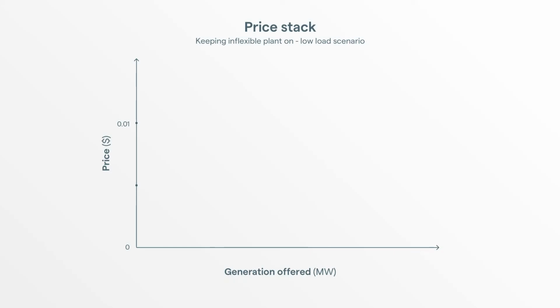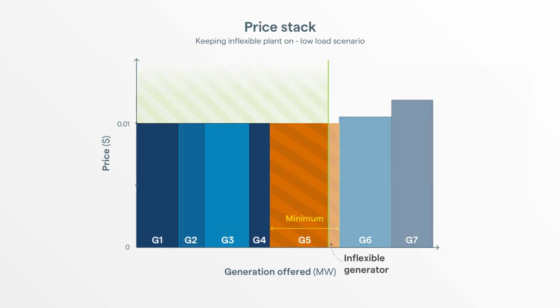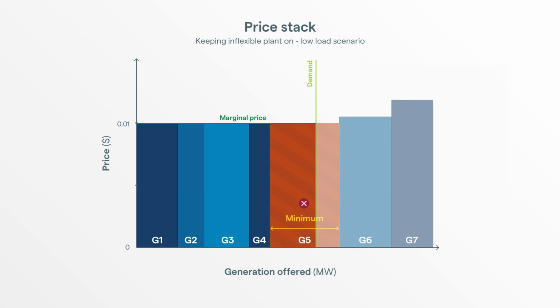Now let's look at how applying discretion in this scenario impacts the market. Demand drops, and the RTD schedule now schedules G5, the inflexible generator, below its minimum. The generation trader claims a rule exemption due to generator safety, and the system coordinator decides whether to dispatch G5 up to minimum or off.